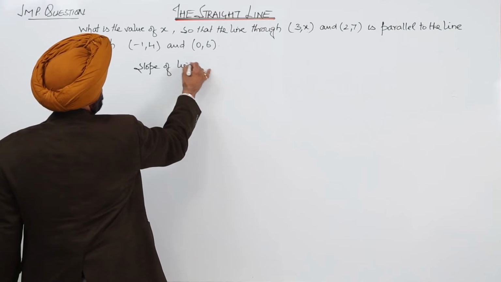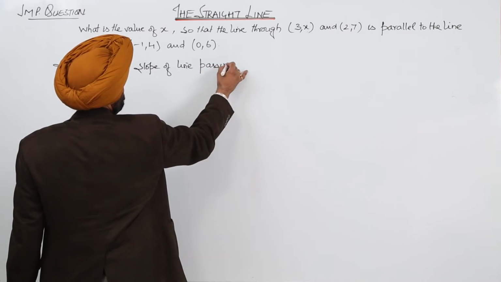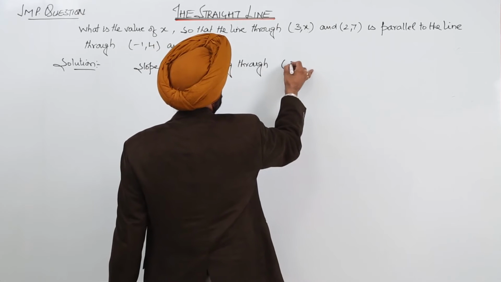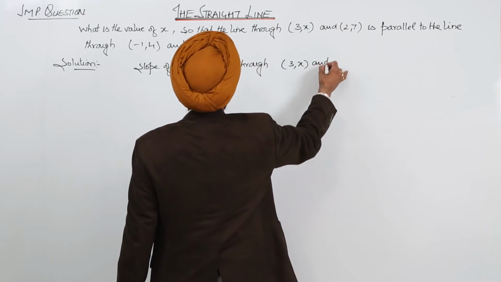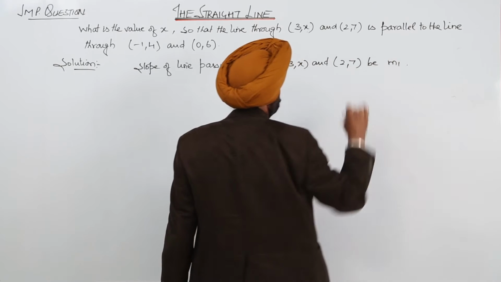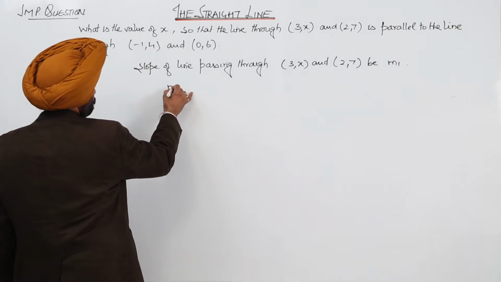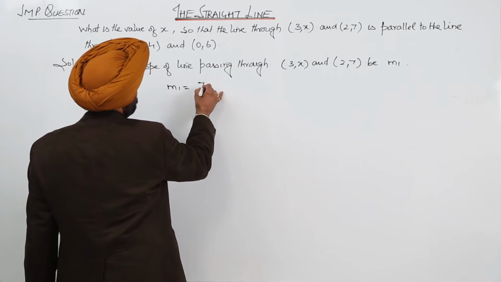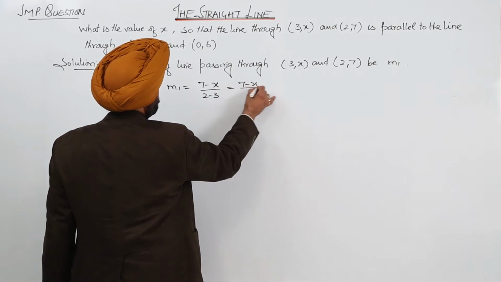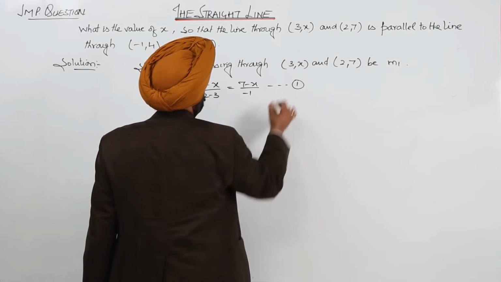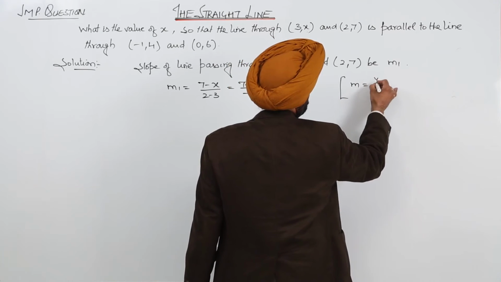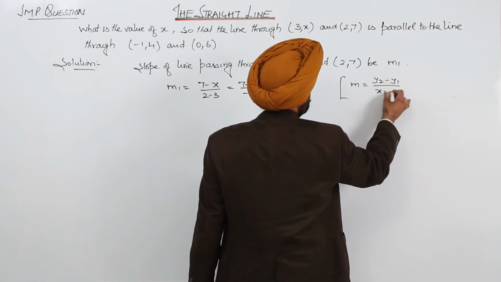Slope of line passing through (3, x) and (2, 7) be m1. Okay, now m1 is equal to (7 minus x) upon (2 minus 3). This is equal to (7 minus x) upon negative of 1. Okay. Now what have we used? We have used m is equal to, that is slope, (y2 minus y1) upon (x2 minus x1).